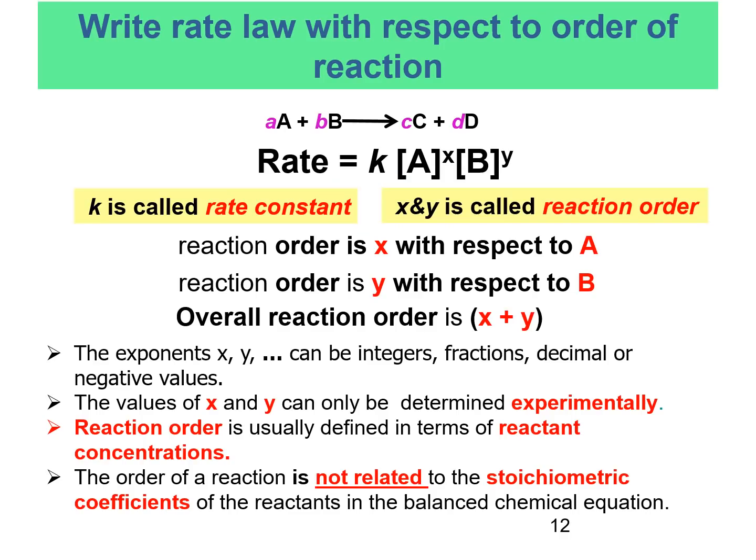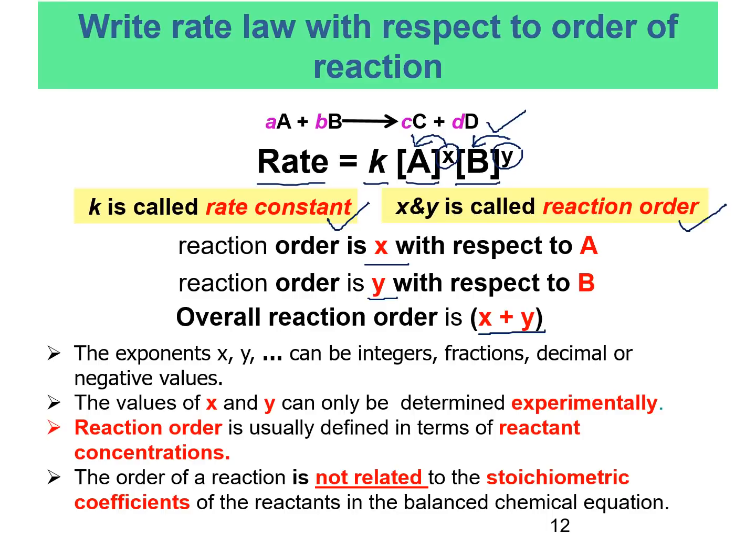Now I want to show you how to write the rate law with respect to order of reaction. Let's say you have this equation, A reacts with B, produces C and D. So your rate law is rate equals to k times concentration of reactant A to the power of x times concentration of reactant B to the power of y. So k here means rate constant. x and y here refer to reaction order. So cara baca x dan y adalah reaction order is x with respect to A. Reaction order is y with respect to B. So di sini kita boleh kira overall reaction order which is nilai x tambah dengan nilai y.